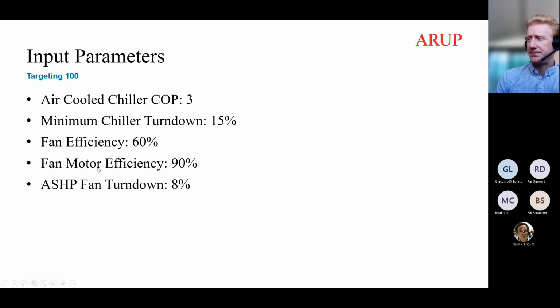And then once we've looked at all of the loads and we know ventilation strategy is important, 100% outside air.